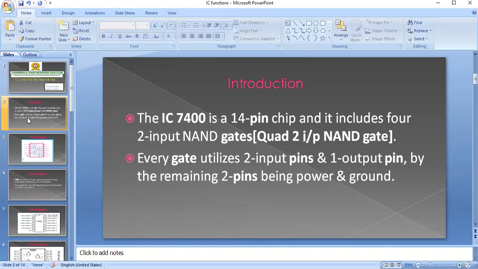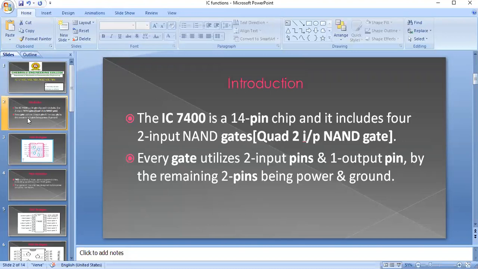First, what is an IC? An IC is an integrated circuit in which all the components are fabricated on a single piece of semiconductor material. These ICs are available in different packages. In this session we are going to discuss the ICs belonging to logic gates: AND gate IC, OR gate, NOT gate, NAND gate, NOR gate, and exclusive OR gate. All these ICs are available in dual inline package form.